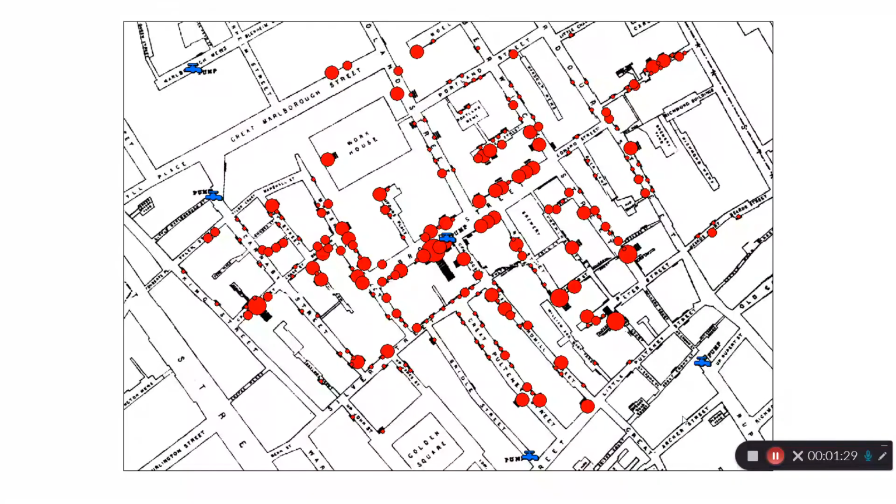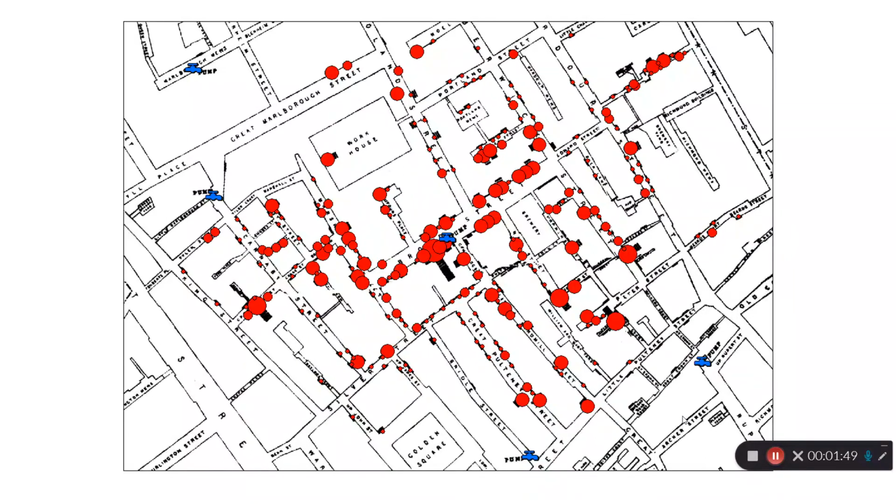Here's that map actually blown up today in more modern color schemes. We see these red dots. These red dots are typically showing where the location of an event happened, in this case, an instance where somebody had cholera. The size of those spots actually means the number of cases in that location. The bigger the spot, the more people who had that infection.